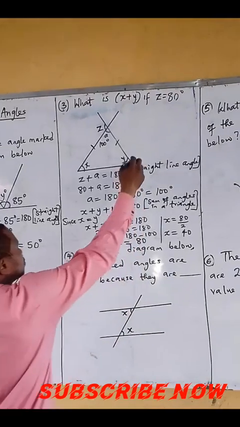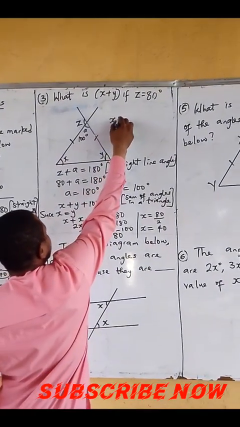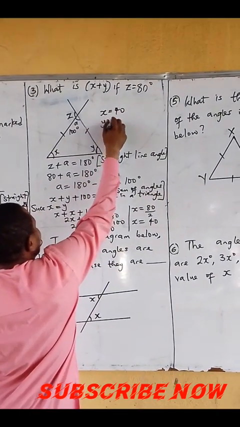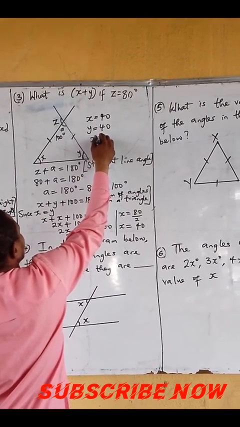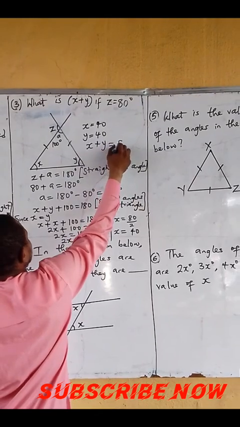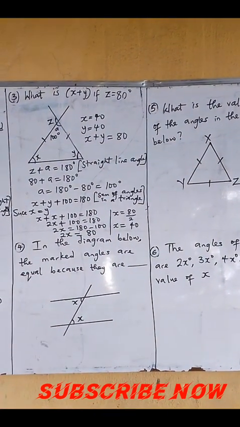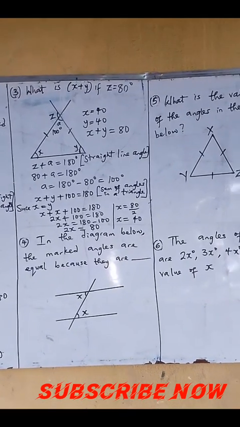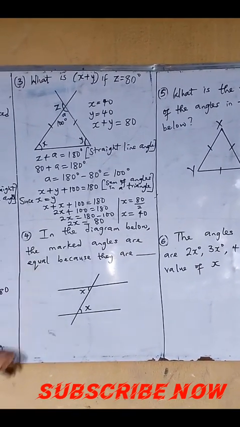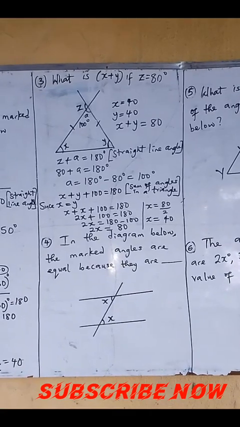So x plus y. Now, since x is equal to 40 and y is equal to 40, x plus y is equal to 80. In the diagram below, let's solve question 4 now.